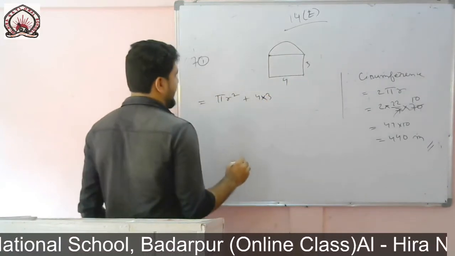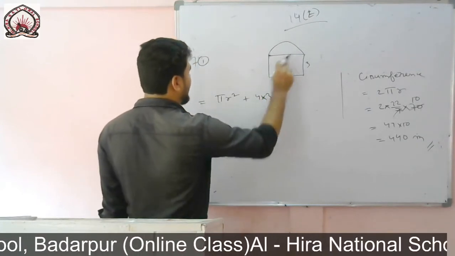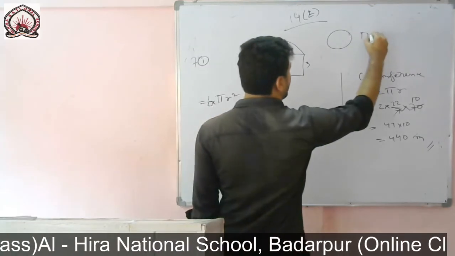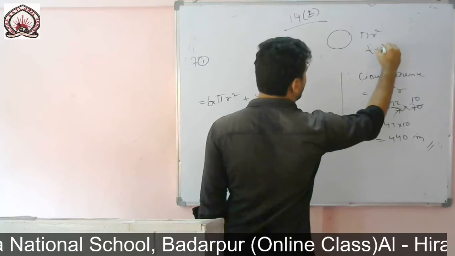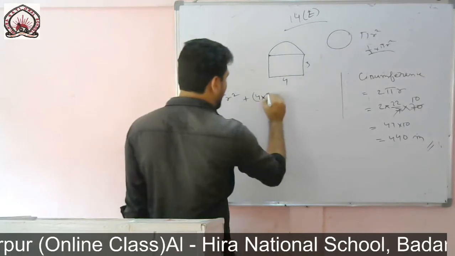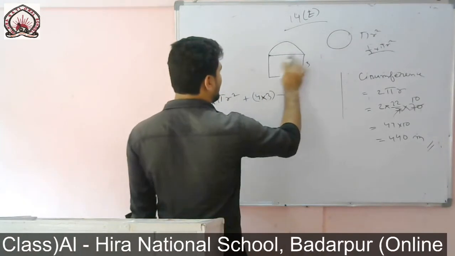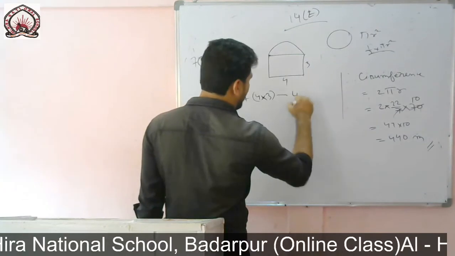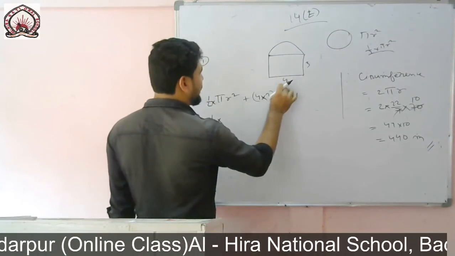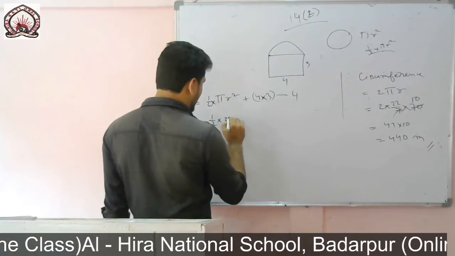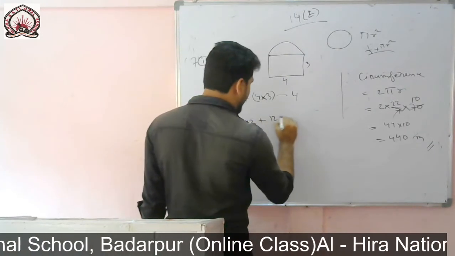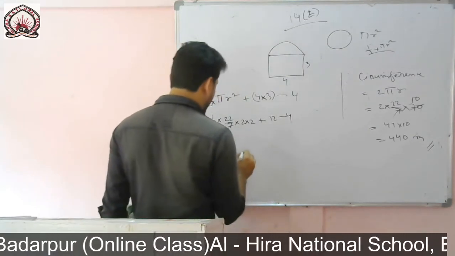This area is a half circle, so we will put half, because the area of a full circle is pi r square. So half circle will be half into pi r square. And from that we will subtract this one because we are taking this part again. Half into r, if the diameter is 4 then this will be 2: 22 by 7 into 2 into 2 plus 12 minus 4.